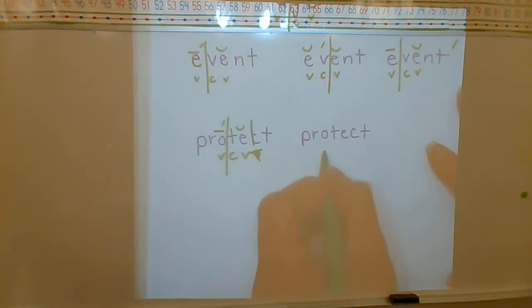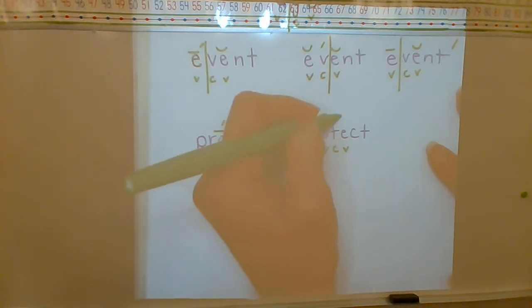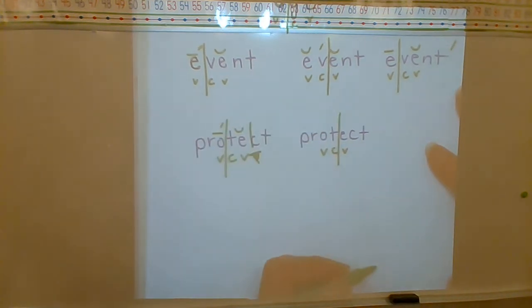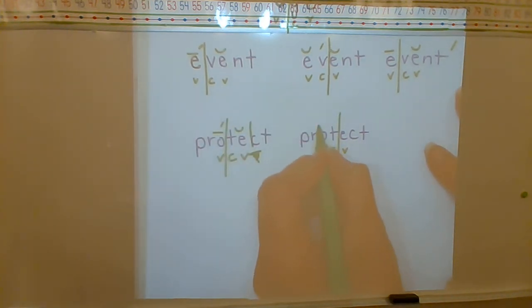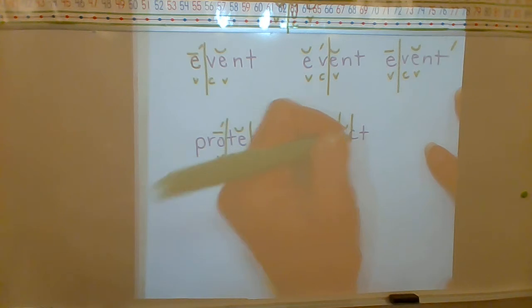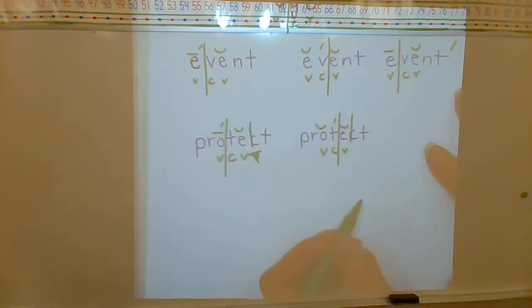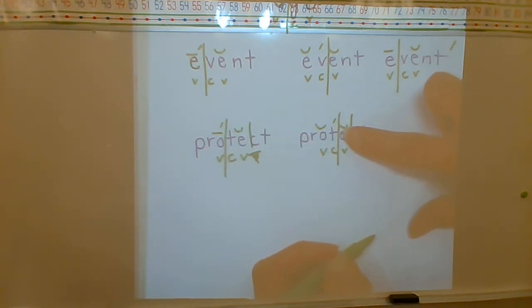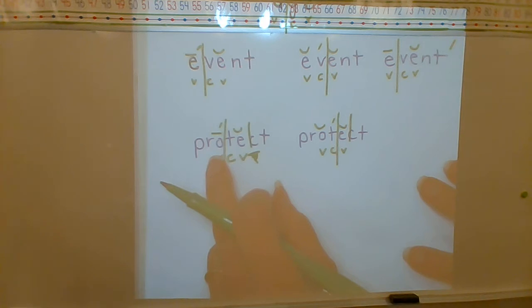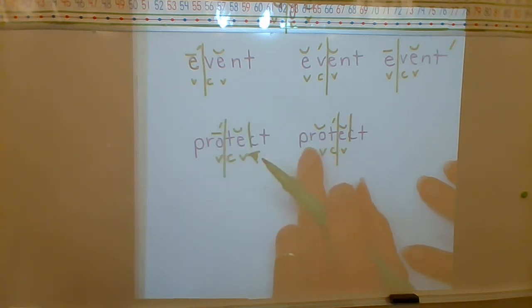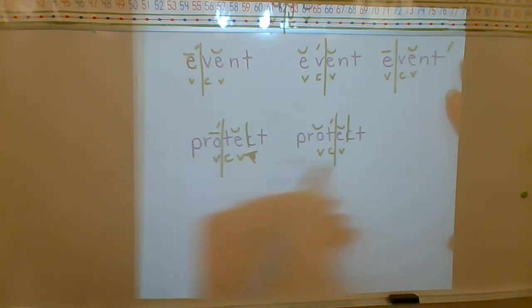Maybe mark your vowels and what's between them, divide after the consonant. Vowel followed by a consonant short sound with the K back C, accent on the first syllable. Is that word protect? Protect. It's not protect. Let's try one more time.